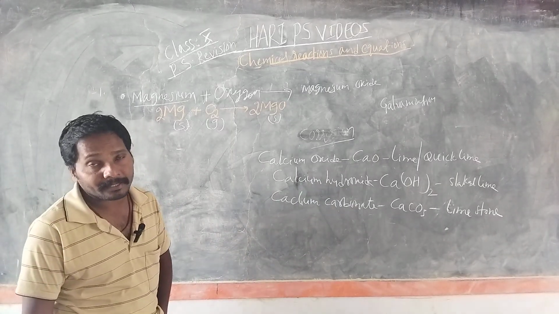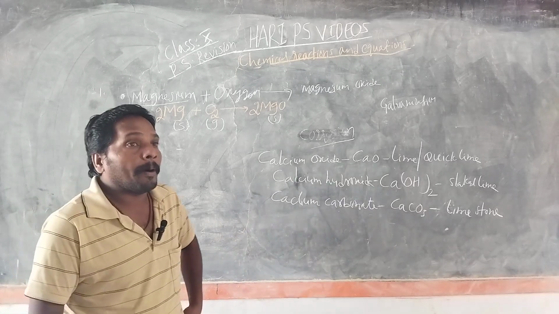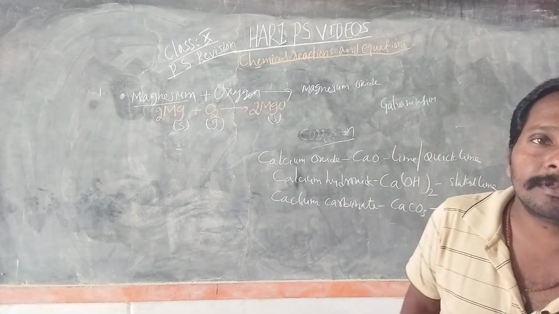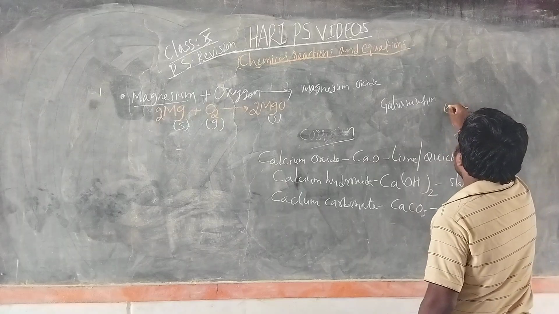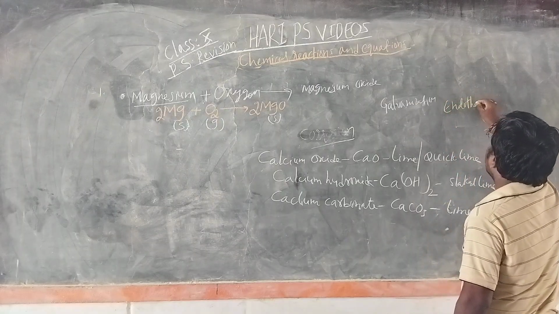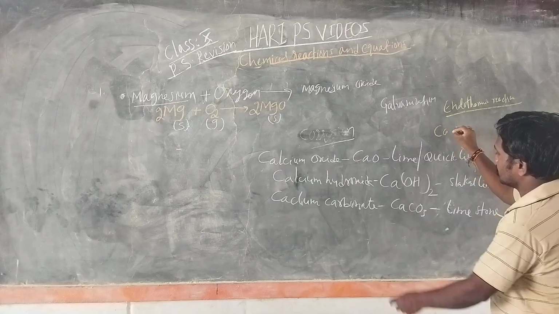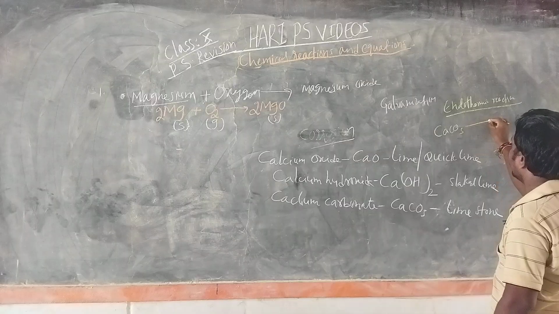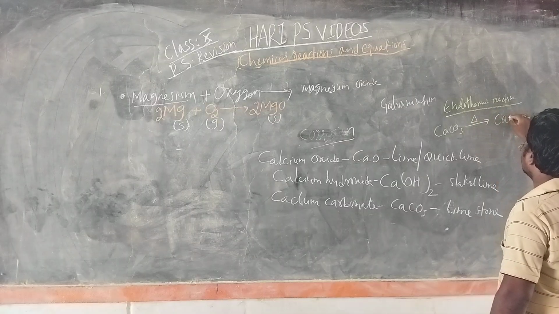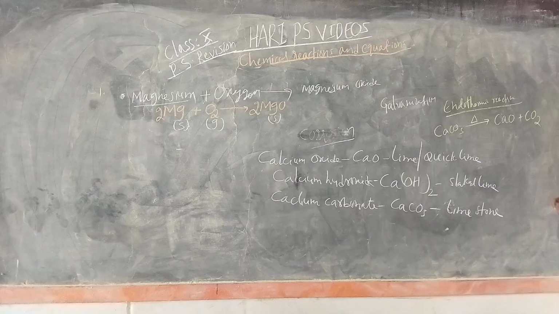Endothermic reaction means any chemical reaction that takes place by absorbing heat. Example: calcium carbonate on heating gives calcium oxide plus carbon dioxide. This decomposition reaction takes place by absorbing heat, so such a reaction is called an endothermic reaction.